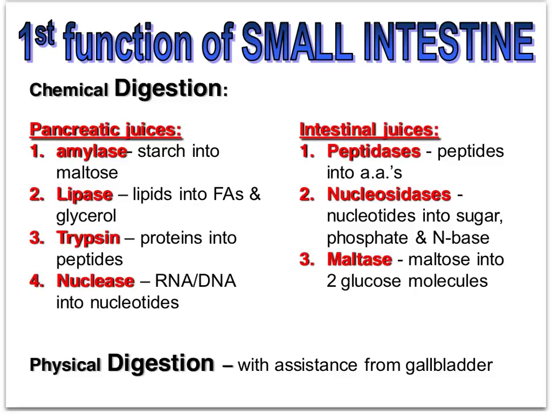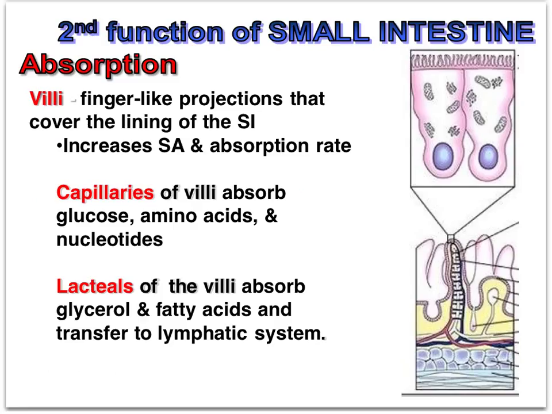Okay, so here's where we're going to talk about those villi in a little bit more detail. So this is the second function of the small intestine, where we see absorption of all of those monomers that were broken down by the pancreatic juices and the intestinal juices. So here are those finger-like projections that exist, and I'm just going to outline the villus here. Inside of each villus, we have 2 things.